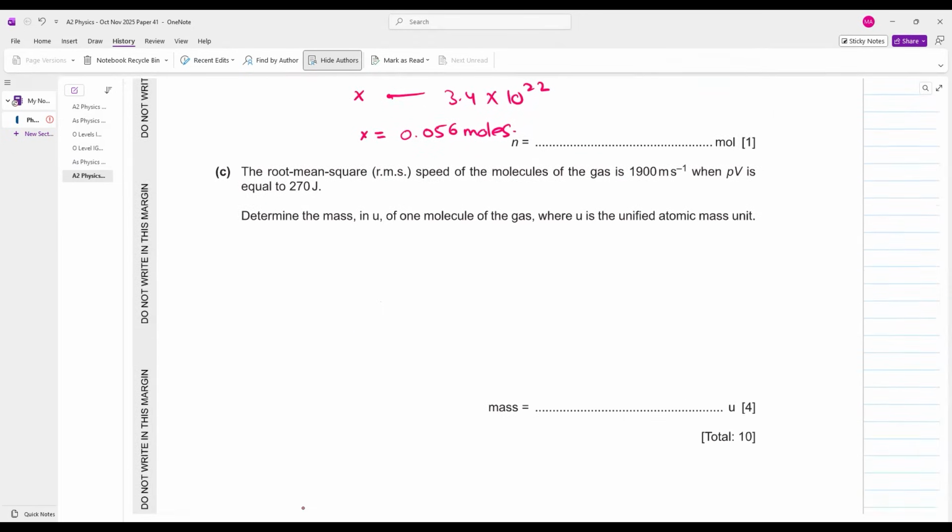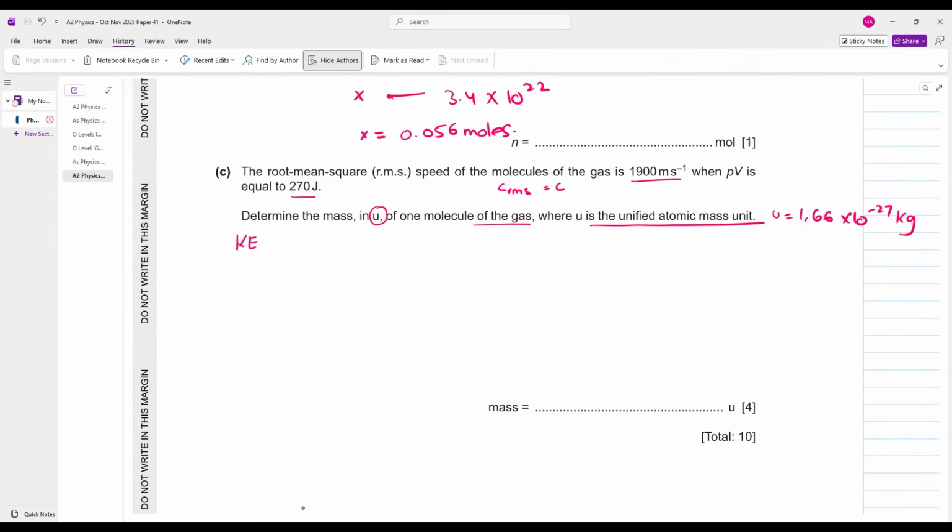The root mean square speed of the molecules is this. Okay. This is your c_rms, or you can say speed की value, when PV is 270 joules. Determine the mass in u of one molecule of the gas, where u is the unified atomic mass. बेटा u की value क्या होती है? 1.66 × 10^-27 kg. Okay. So basically, let's start simple.